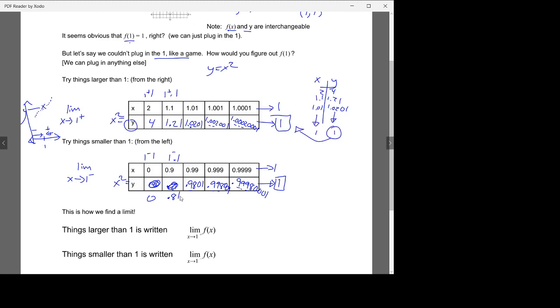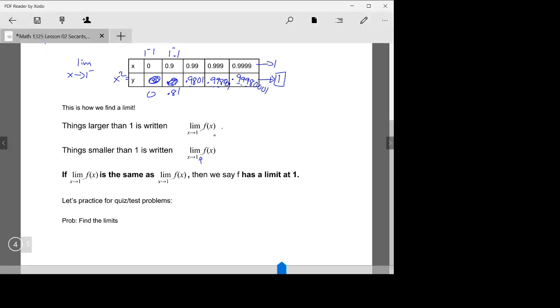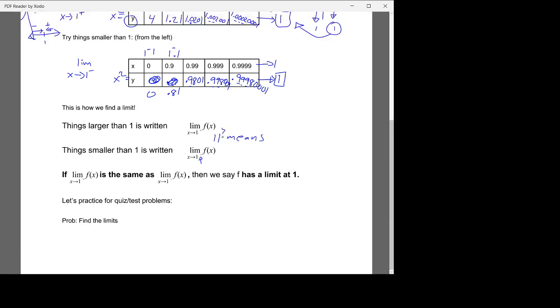There's a reason I'm drawing it this way, you'll see in a few minutes. So things larger than 1 is written like this, the limit as x goes to 1 from the right of the y's. And the things smaller than 1 is the limit as x goes to 1 from the left, at least in this case there's a little negative minus sign there, of the y's, or f of x. And if these two are the same, that's a vertical equal sign. If those are the same, then the limit exists.